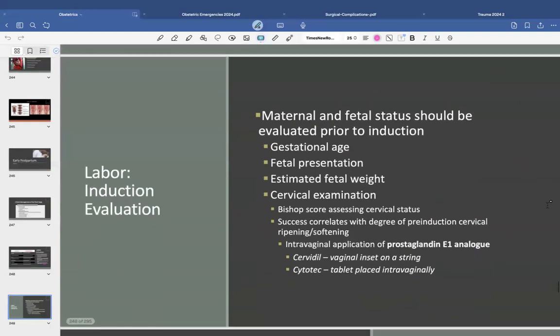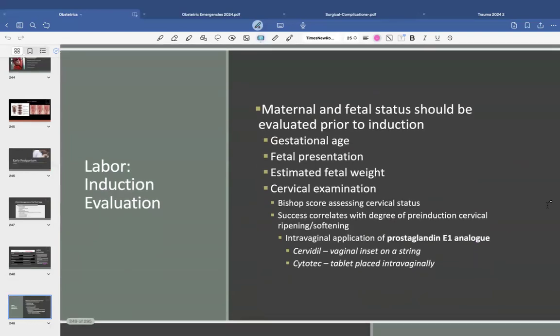In your evaluation of your induction, if you're going to induce, you need to consider gestational age. Remember, we're not doing this if you are less than 38 weeks. You want to consider the fetal presentation, the estimated fetal weight, cervical exam. They use something called a Bishop score to do this, which utilizes cervical dilation, position, effacement, the consistency of the cervix, and the station. Is it 0? Is it +3? That's a test for that. I'll show it to you on the next slide.